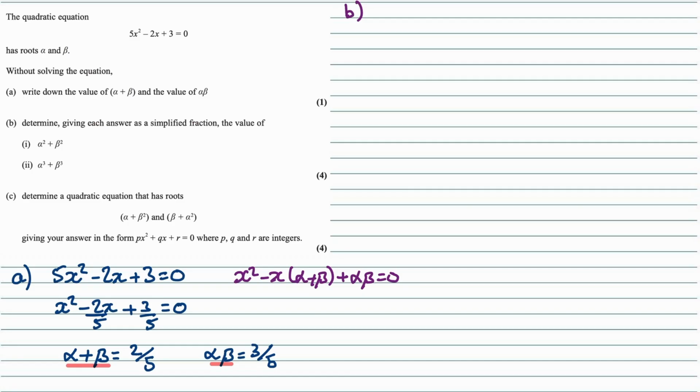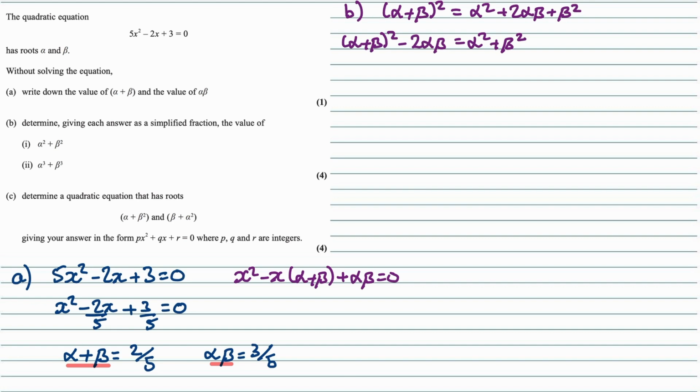Okay, so welcome back. To work out alpha squared plus beta squared, we need to think about alpha plus beta all squared. Because when you multiply this out, we get alpha squared plus 2 alpha beta plus beta squared. Now we can rearrange this to make alpha squared and beta squared the subject. So we'll have alpha plus beta all squared minus 2 alpha beta, and this will give us alpha squared plus beta squared.